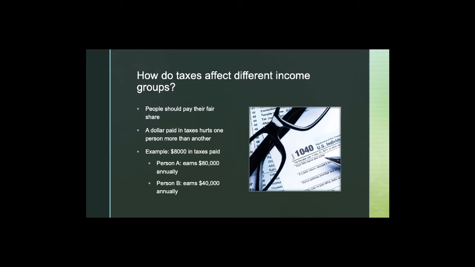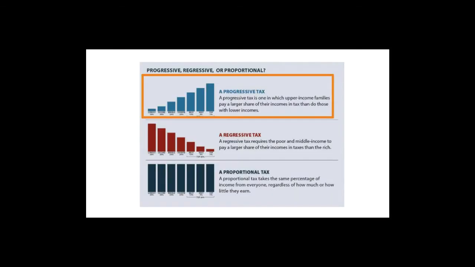And this brings us to the whole topic of progressive versus regressive taxes. So let's explain what that means. You can see here in this chart a progressive tax. A progressive tax is one in which upper income families pay, well, a larger share of their income in tax than those with lower incomes. And many people feel like, well, shoot, that seems fair, right? Because look down to the next slot there.